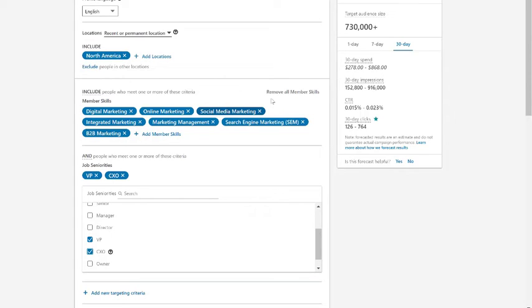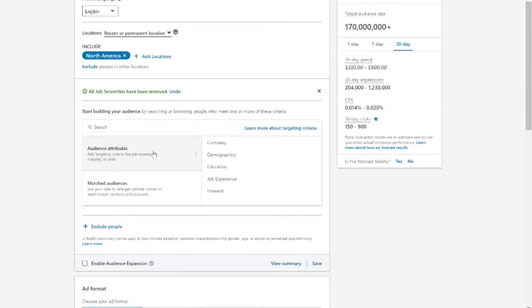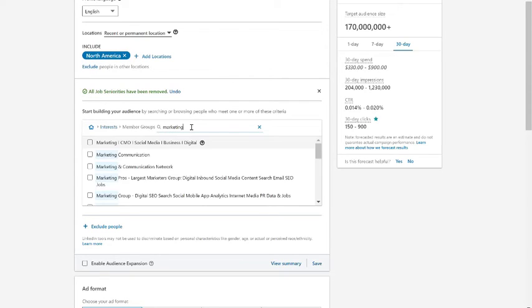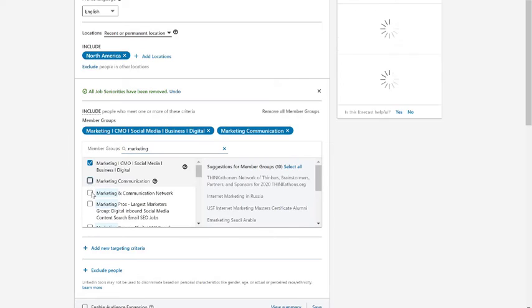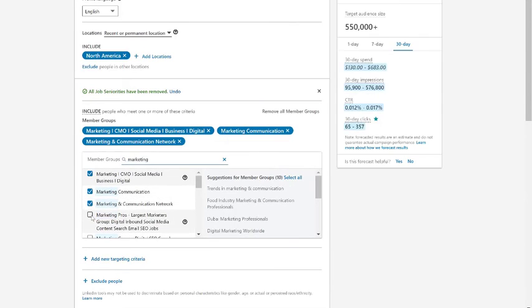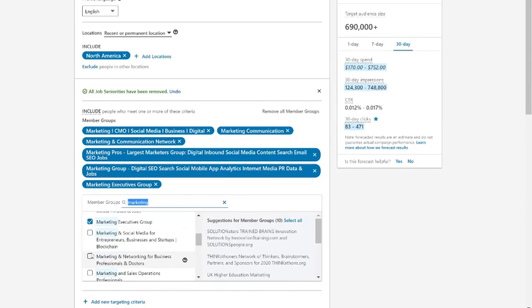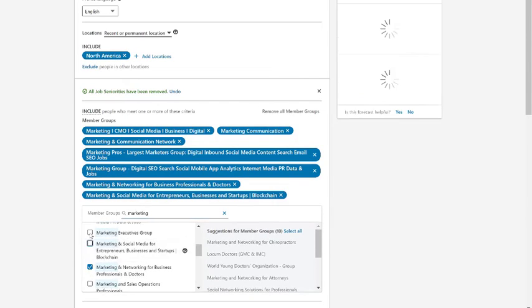All right, now let's go for groups. So you do this by going to audience attributes, interests, member groups, and I'm going to just type marketing. I want to see the names of marketing groups. So they have one that's about marketing, CMOs, social media. That's pretty good. Marketing communication, marketing and communication network. And we can go a little bit nuts here. Pretty much adding any group with marketing is probably going to be a good place.